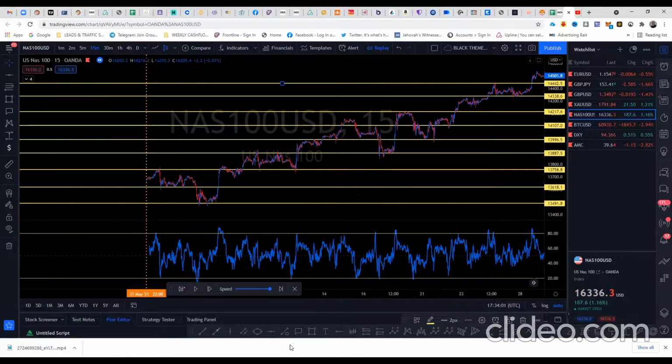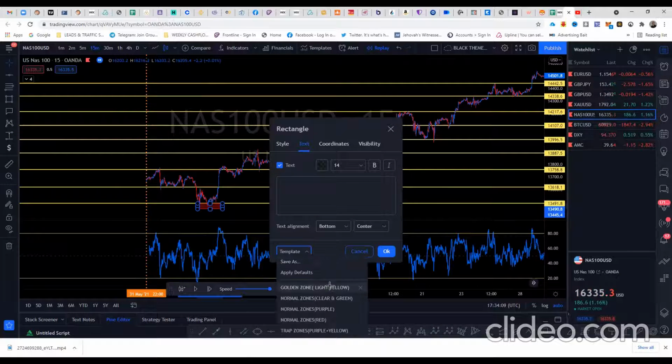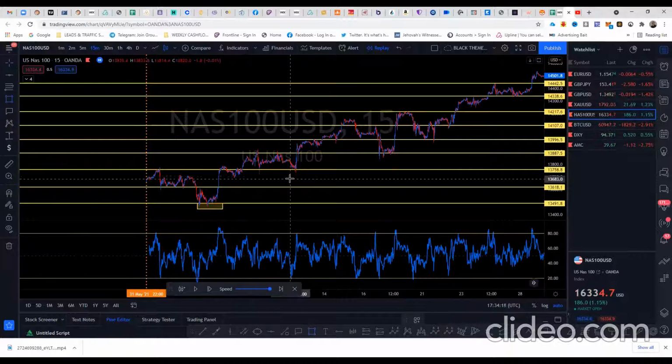Once I do that, I take the rectangle tool and draw my rectangles here, top to the bottom here. Once I do that and draw my market structure all the way across price like this, I'll go ahead and move on to the 30-minute. So let me pause this recording and do that, and then I'll be right back.